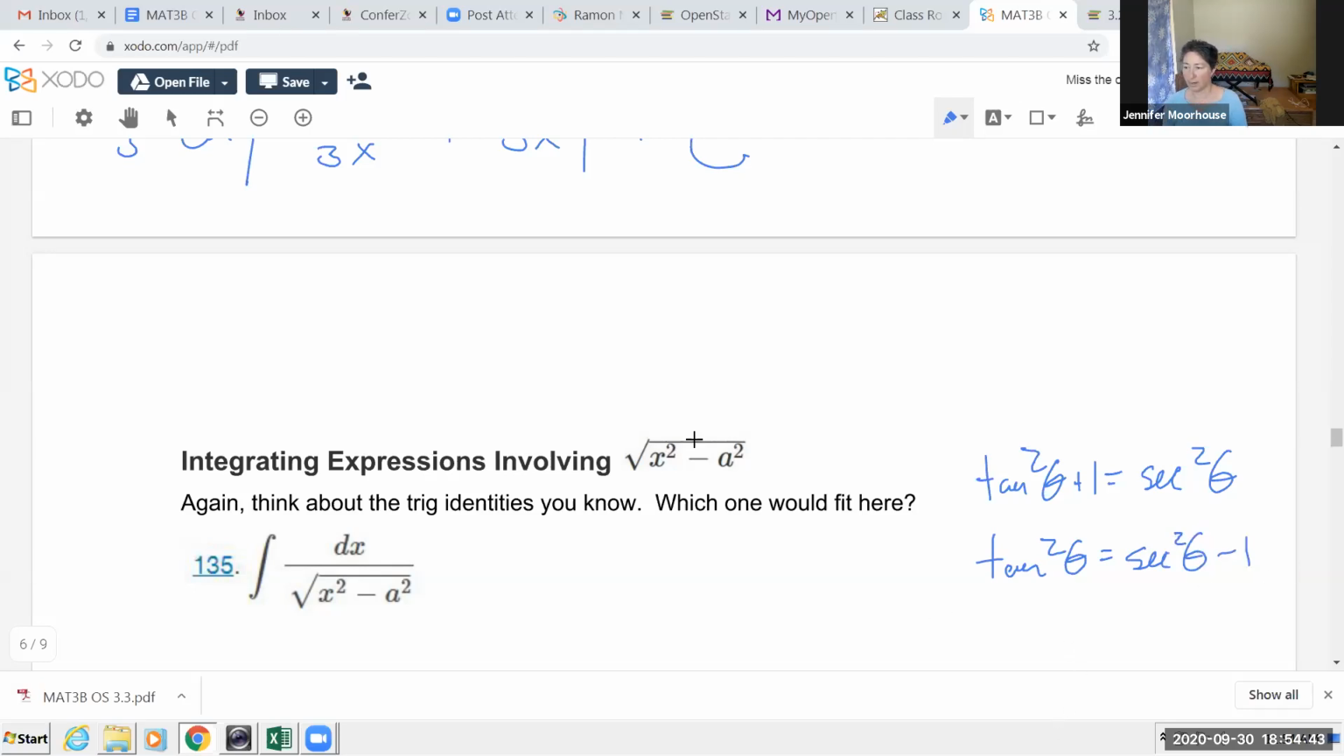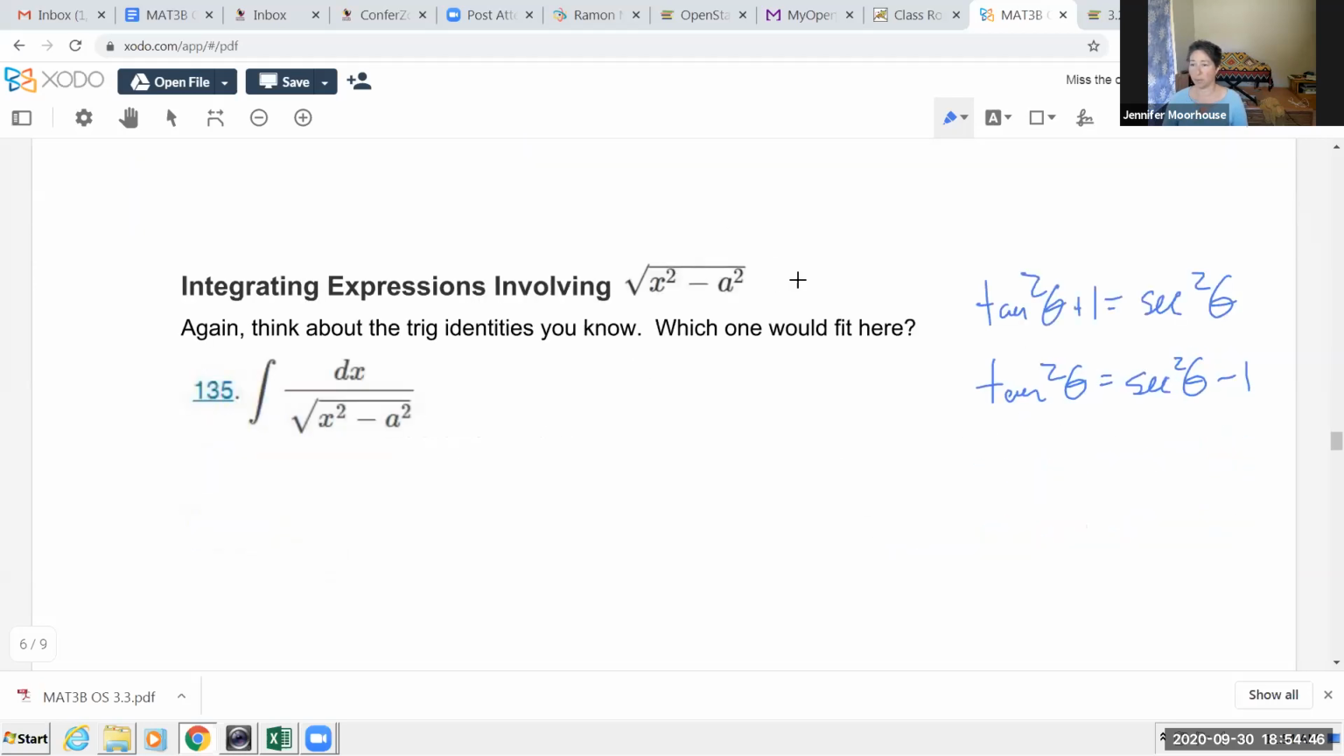And so the trig substitution that you want to make for this is x equals secant theta, or sorry, secant theta equals x over a. So the substitution is secant theta equals x over a, or x equals a times secant theta.